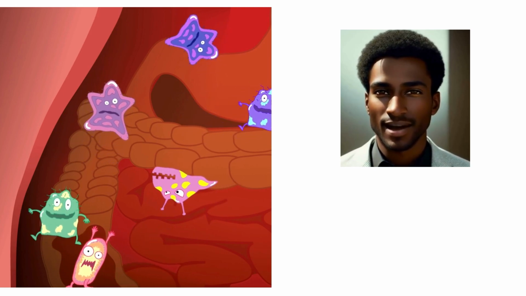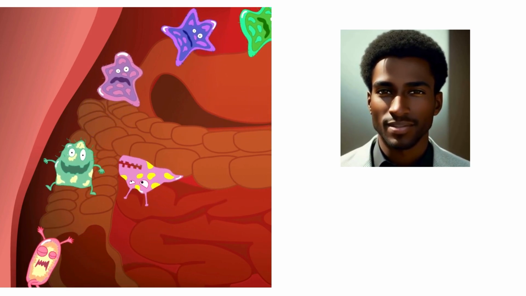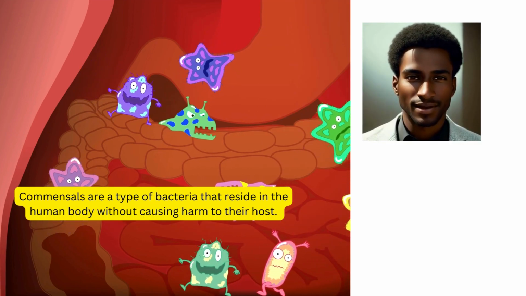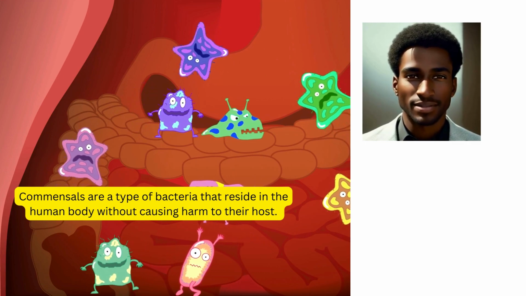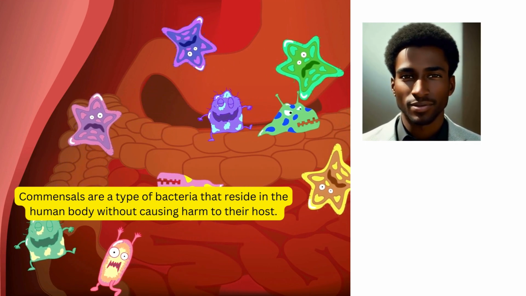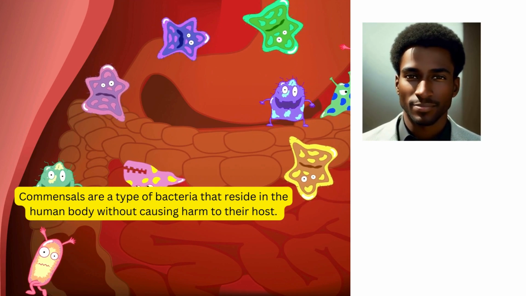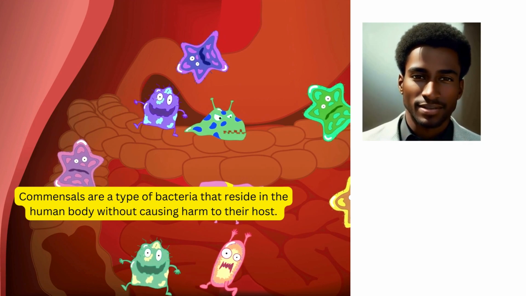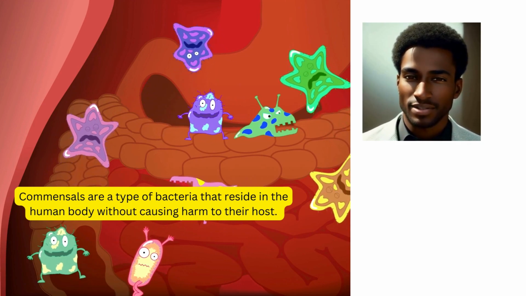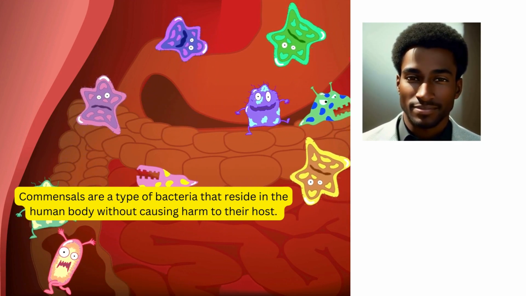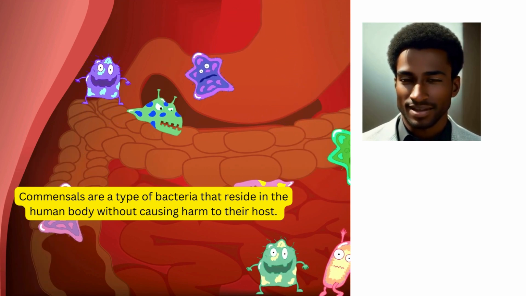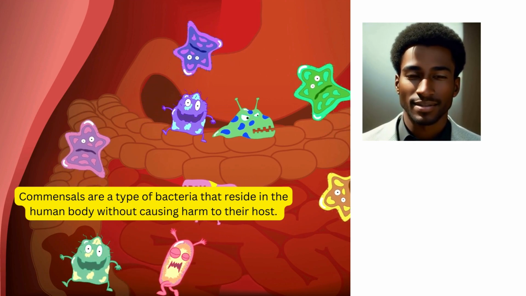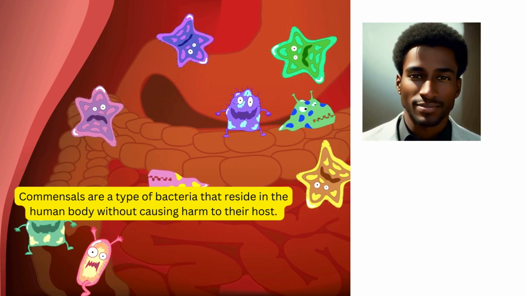Commensal bacteria are microorganisms that coexist with humans without causing any harm. Commensals are a type of bacteria that reside in the human body without causing harm to their host. They play a crucial role in maintaining the health of the human microbiome and the stability of the ecosystem. These bacteria can be found in various parts of the body, such as the gut and airways. Commensals help regulate immunophysiological functions, including metabolism, pathogen defense, and ontogeny, which refers to the development of an individual organism.